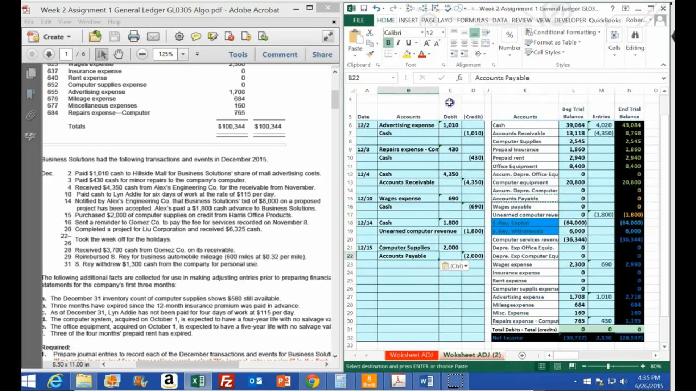So let's do that and see if it does what we think it should do. So we're then going to go to the cell M8 equals, scroll down to the debit here, and that's a debit. It's going to make this go up in the debit direction. Then we will go to the accounts payable equals and scroll over to the credit. That's a credit.